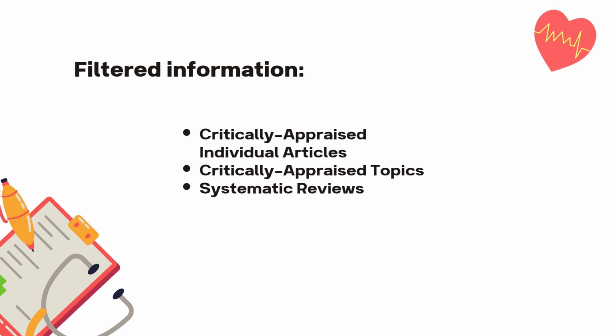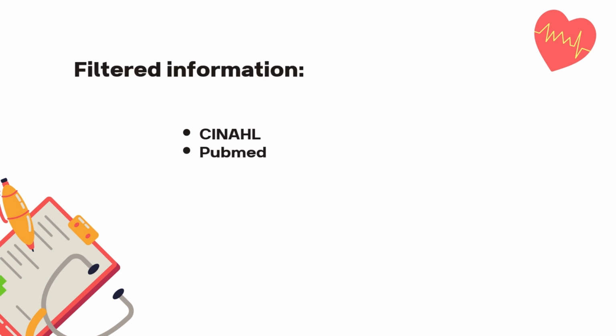We'll also discuss which databases we can find this type of information in, which include 2 of the databases we can find filtered information in, PubMed and CINAHL, but also an additional database, Cochrane, which only has systematic reviews.